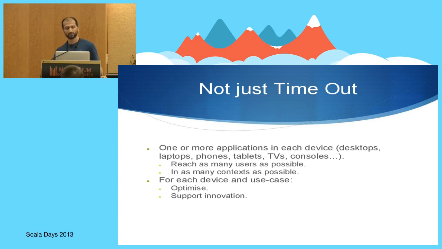It's also important that you support innovation. Certain use cases may require different data from the backend, and you don't want to be the bottleneck. You want to allow the client team to innovate and change the API as they need it.